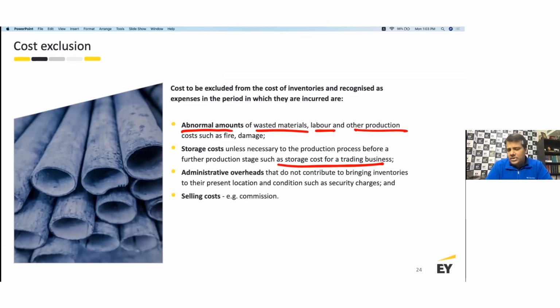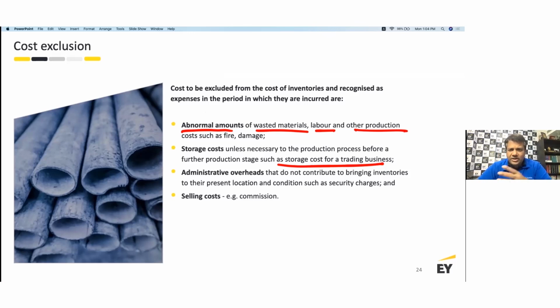And selling cost, that also is a period cost. Now, if there is a cost which is necessary to bring the inventory to its present condition, that's where we see some element of judgment, and you've got to be careful. Anything which is related to abnormal is a period cost. Storage is a period cost unless you're doing it for the type of production process which requires storage for a long period of time before it gets into the production process or the consumption process, right?